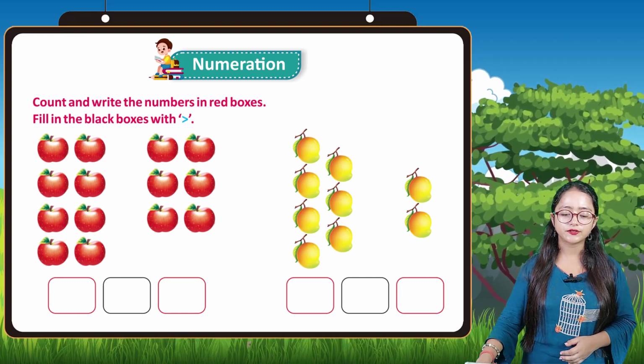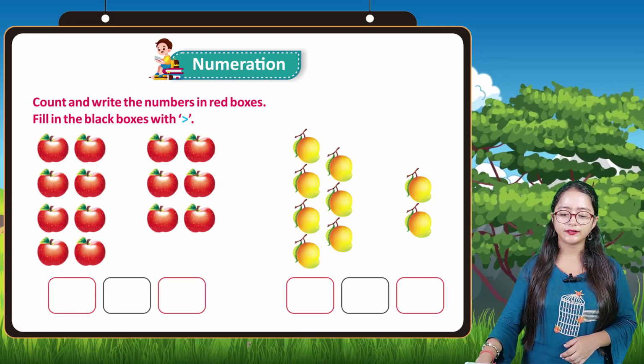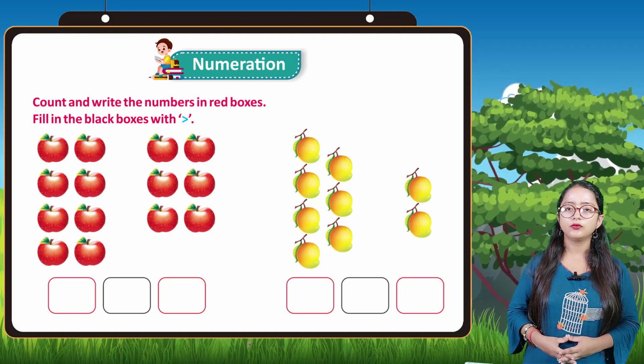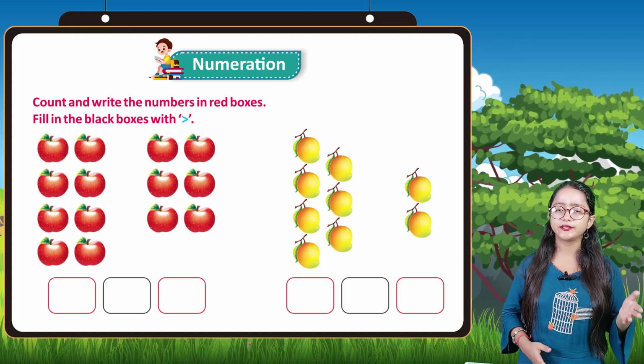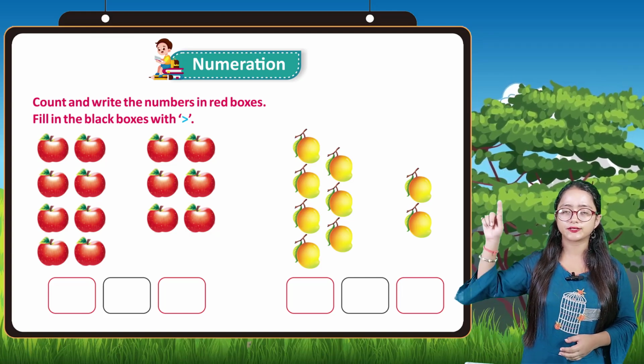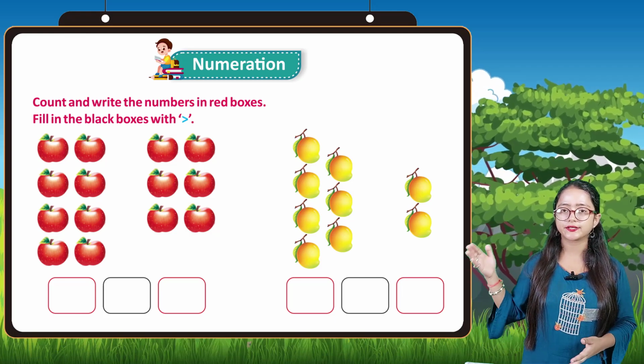So first of all, write down the number. Write down 8. And in the another box, you have to write down 6. Now, which number is greater? Is it 8 or 6? That is 8. So you have to put greater sign over there. So here 8 is greater than 6.